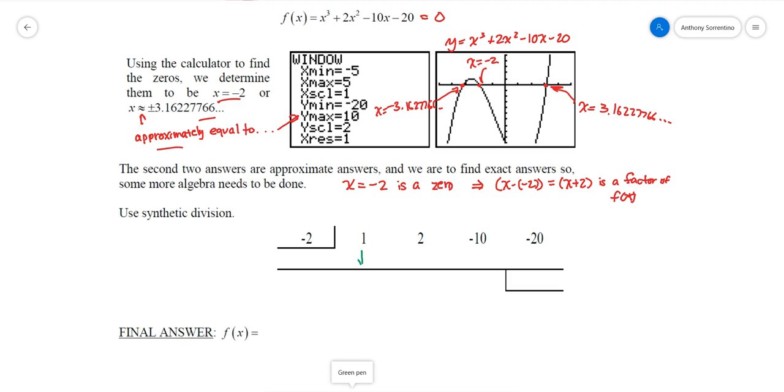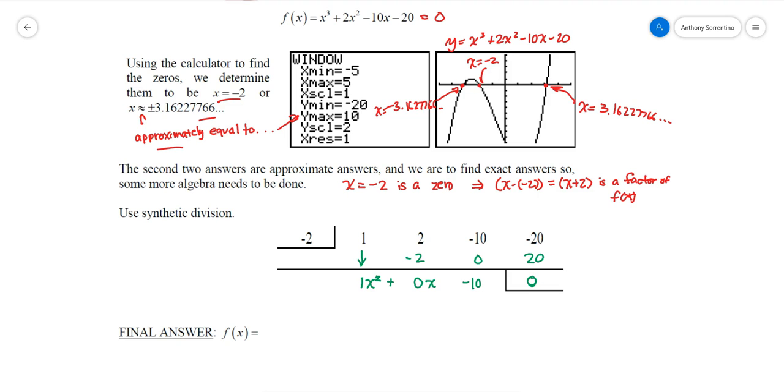I bring down the 1. Multiply that by negative 2, I get negative 2. I add the two numbers together, I get a 0. Negative 2 times 0 is 0. Add those together, I get a negative 10. Now I multiply the negative 10 times negative 2, I get a positive 20. And I get a remainder of 0. Good, I should get a remainder of 0. This is my constant term, this is my x term, this is my x squared term.